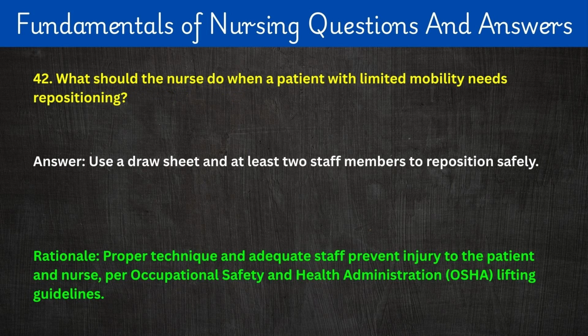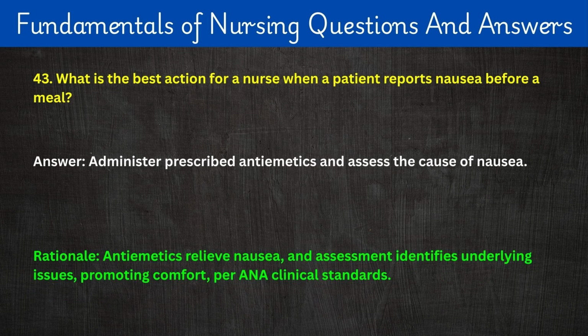42. What should the nurse do when a patient with limited mobility needs repositioning? Answer. Use a draw sheet and at least 2 staff members to reposition safely. Rationale. Proper technique and adequate staff prevent injury to the patient and nurse, per Occupational Safety and Health Administration, OSHA, lifting guidelines.